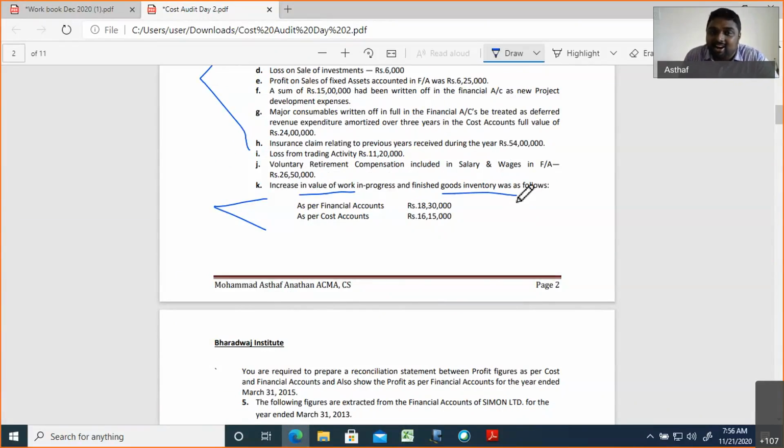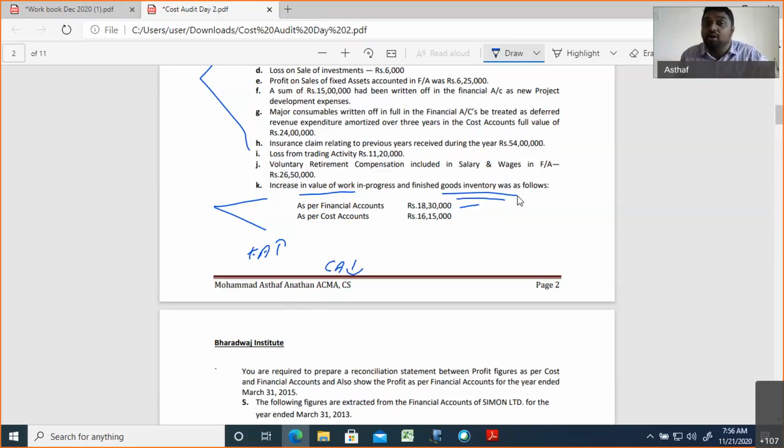If increase is called, profit will be more. So where we have more increase, if you look here, cost profit you have 60 lakh 50, whereas financial profit you have 18 lakh 30. That means financial we have more profit, costing we have less profit. How? Can you repeat once again, sir? Yes, I will repeat once again. Here they tell the increase in work in progress and finished goods. So increase means more. So financial we have 80 lakh 30, whereas costing we have only 60 lakh 50.